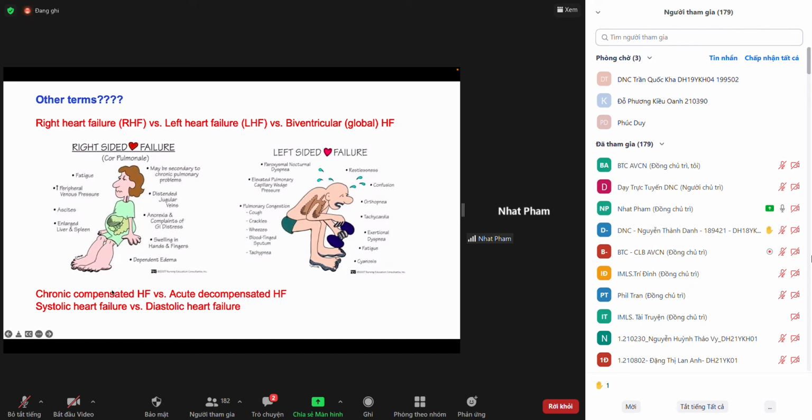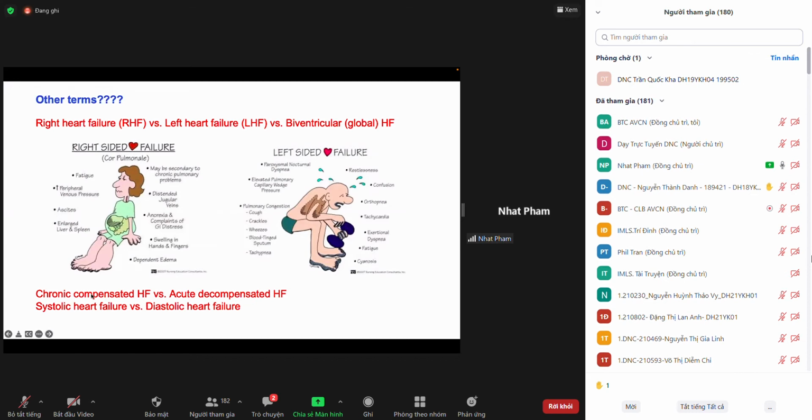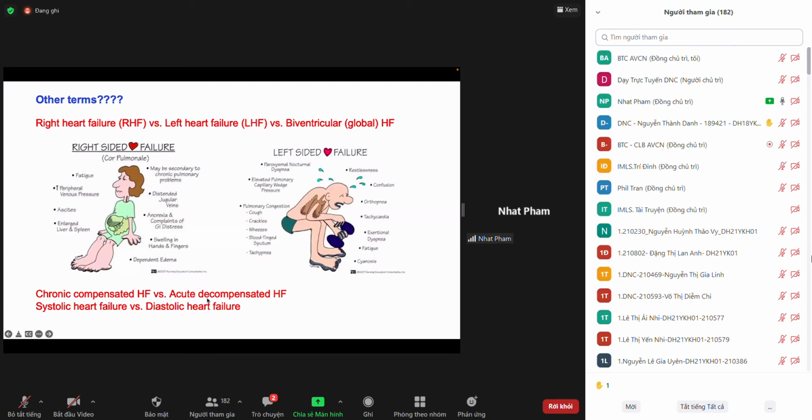So the next question is that can you tell me the difference between the chronic compensating heart failure and acute decompensating heart failure? Nguyễn Thành Danh, if you want to continue the discussion, you can tell me what the difference is between a chronic compensating heart failure and acute decompensating heart failure.